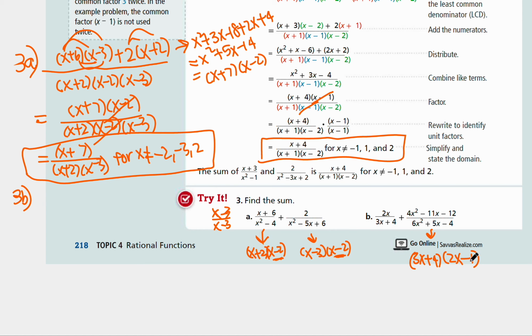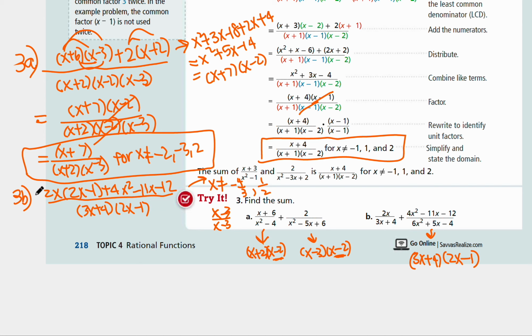And then you see that the LCM is your denominator in the second term. So you don't have to multiply anything to the second term. You just multiply 2x minus 1 in your first numerator. So you have 2x times 2x minus 1 plus 4x squared minus 11x minus 12 all over your LCM, 3x plus 4 times 2x minus 1. So your 0 would be x will not equal to -4 over 3 and 1 over 2, right?